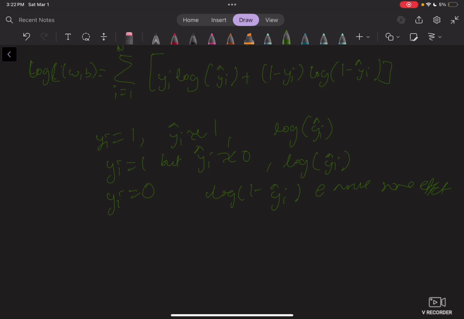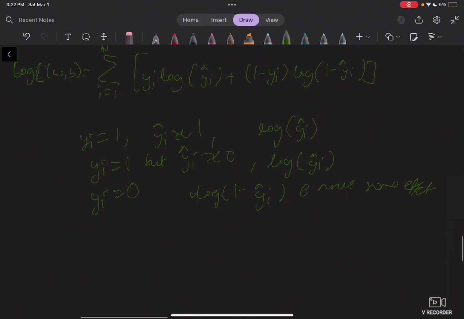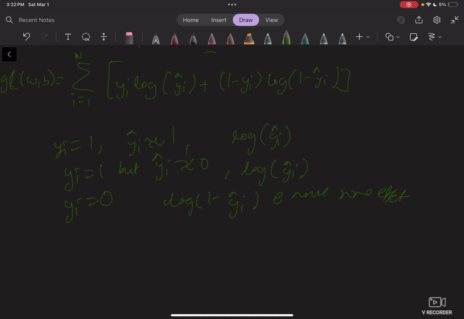Okay, so the cross-entropy formula just comes from maximum likelihood estimation. It ensures that the model assigns high probabilities to correct labels and low probabilities to incorrect ones, and it's sort of the best choice for binary classification tasks given its nature.